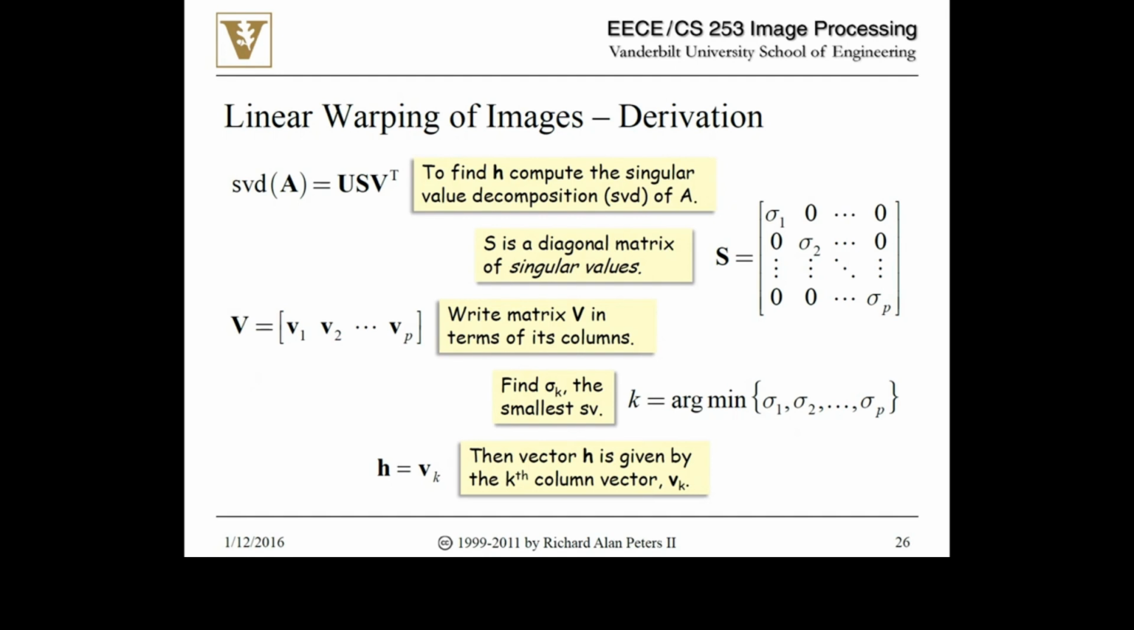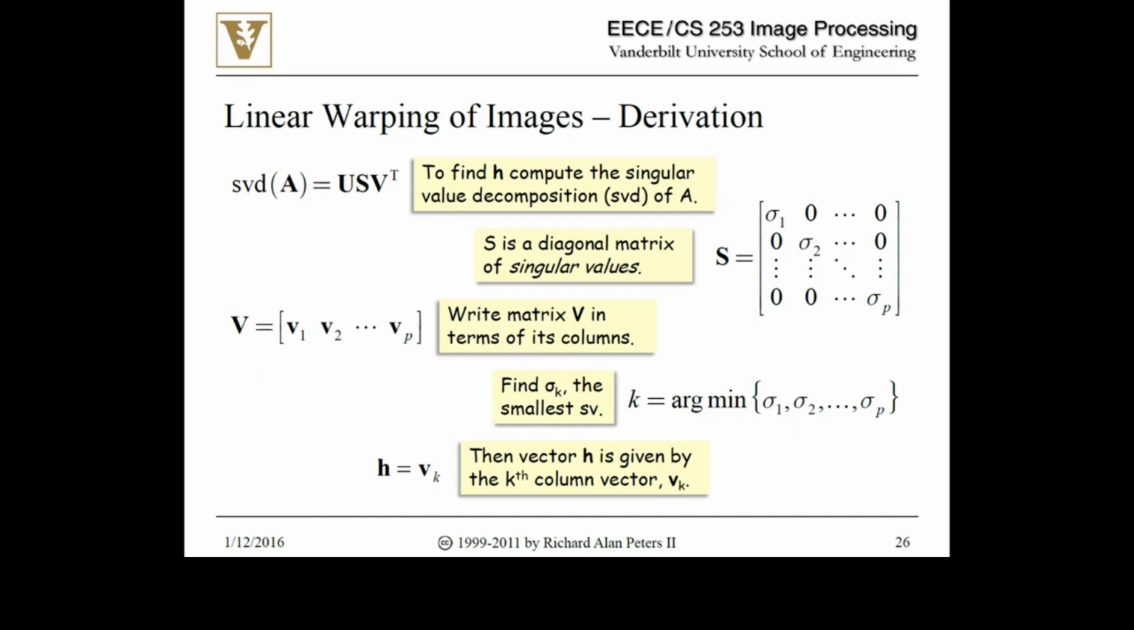We are not getting into this detail, but you don't know why. But the solution of this equation system with singular value decomposition would be: you compute the singular value matrix, you take the smallest singular value, and the smallest singular value will have an associated vector vk.